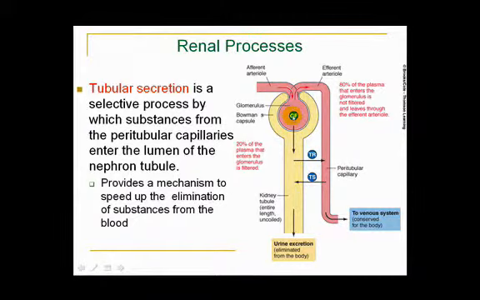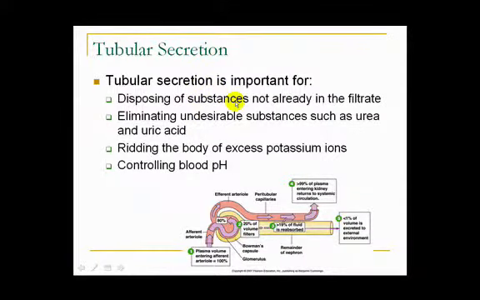So remember I told you that you only filter about 20% of the plasma originally here up at the glomerulus, and 80% of it keeps moving. Well, guess what? You'd have to wait for that 80% to come back to the kidneys again to get it filtered. So if there's something in the blood that you want to get rid of now, you don't want to wait for it to have to come back to the kidneys, you could use tubular secretion to actually get it into the filtrate this time around. So it's important for disposing of substances that aren't already in the filtrate.